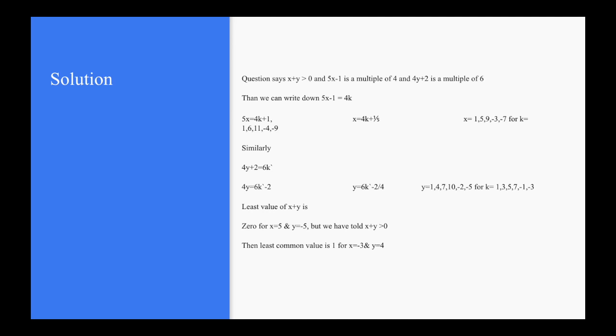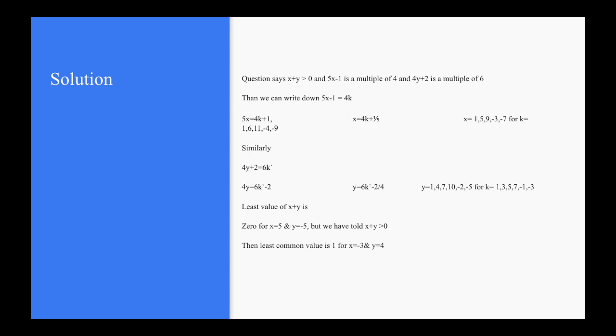Now, what I deduce is that if I take one equation at a time, that is 5x minus 1 equal to 4k, where k is any value possible in which the value of x comes to be an integer. So I write it down, 5x equal to 4k plus 1, and x equal to 4k plus 1, the whole divided by 5. Now what I get is that for k values of 1, 6, 11, minus 4 and minus 9, I am getting the x values of 1, 5, 9, minus 3 and minus 7. That is, x is an integer.